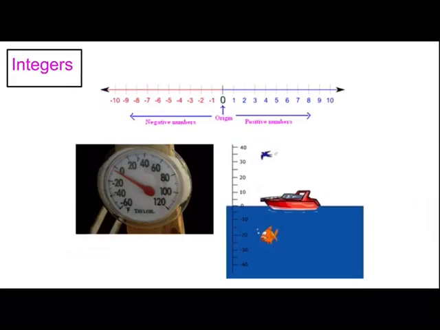On the right, we have a boat at 0. We have a fish at negative 20. The fish is 20 feet below the boat. And we have a bird. The bird is 35 feet above the boat. These are all integers.